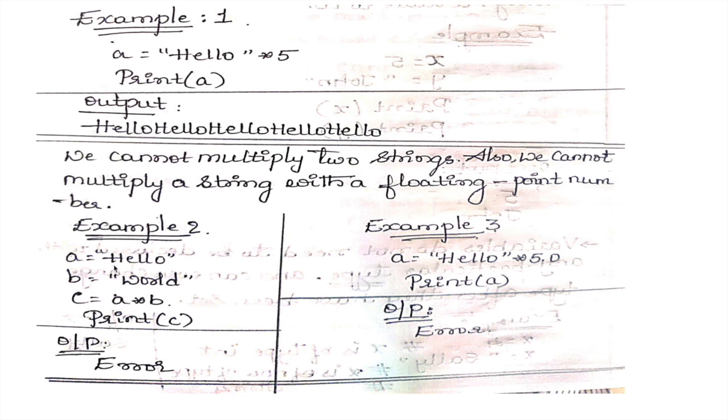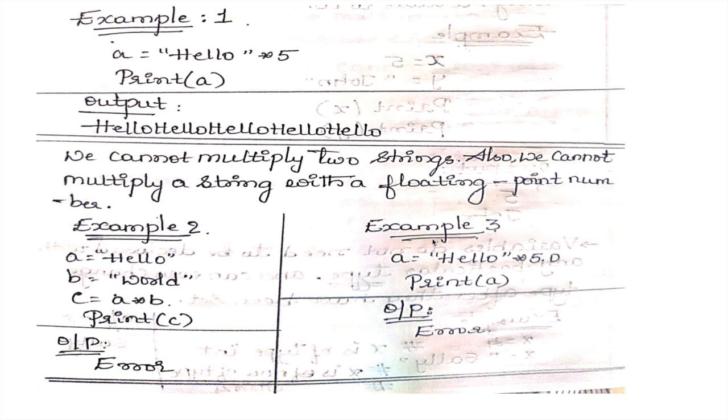So I'm considering one string as hello, another string as world. The hello string is stored in a variable a, world is stored in a variable b. c is equal to a * b. No, you can't do it like that. You can't multiply two strings. It is going to display an error. You can multiply a string with a number. It will understand that it should repeat that number of times, but you can't multiply two strings.